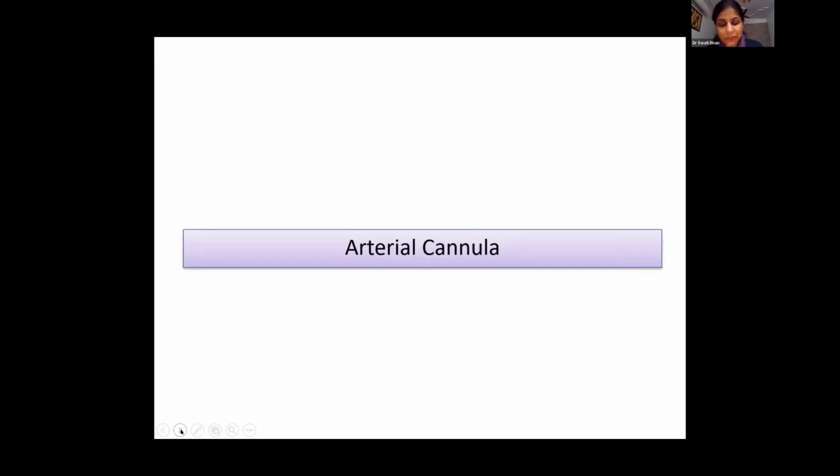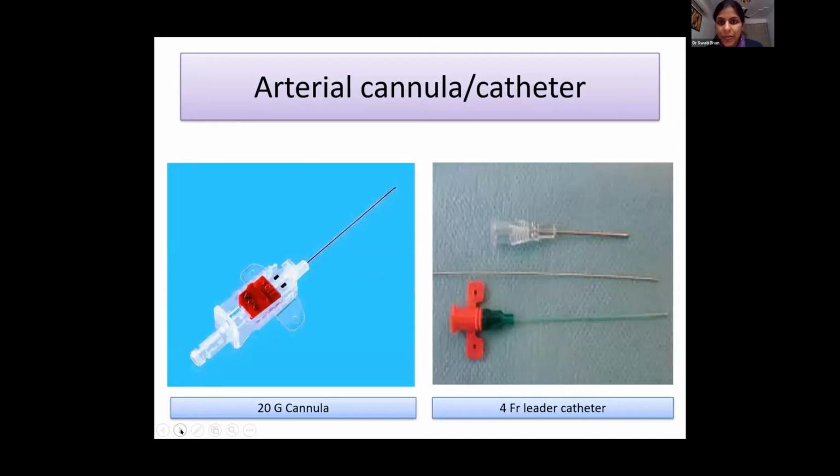Coming to the next set of catheters, which include arterial cannulas. There are two types: the arterial cannula and the arterial catheter. In the picture, you can see a 20 gauge arterial cannula on the left side, and on the right side a 4 French catheter used for arterial cannulation.